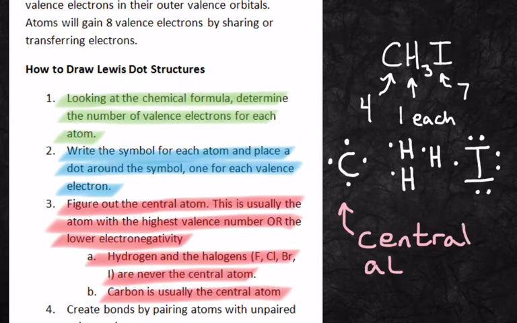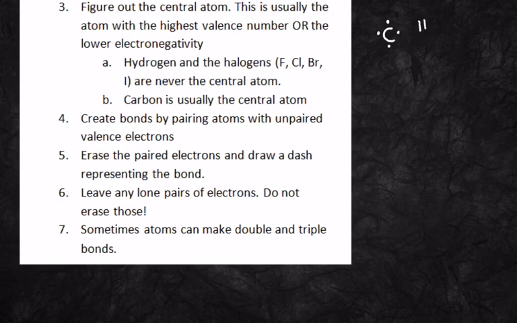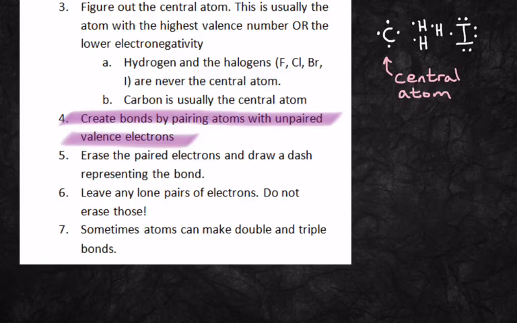Let's write that down. Carbon's the central atom. I've got to switch to the next slide here so we have some more room. Let me just draw this out real quick, and we'll do the last couple steps. So there's carbon as the central atom. Perfect. All right, now what we're going to do is create bonds by pairing atoms with unpaired valence electrons.